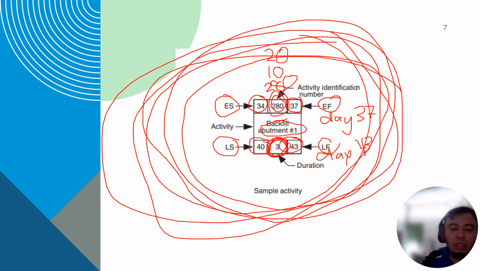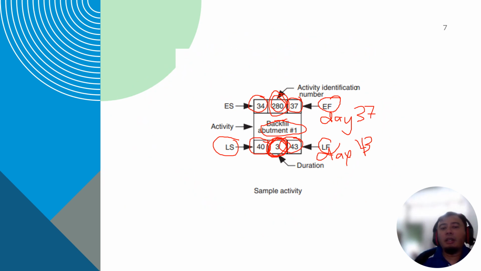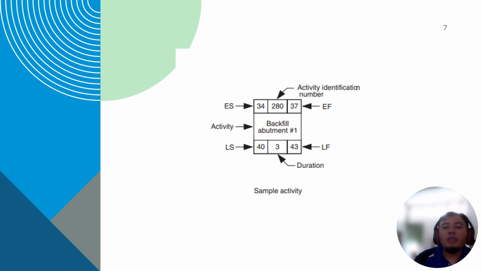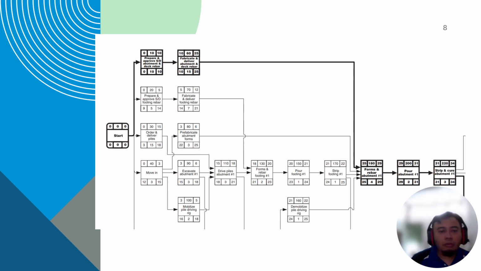So this is the basic, typical network diagram for a sample activity. In the middle you have your activity name. So this is another example. As you can see here, we have another example.